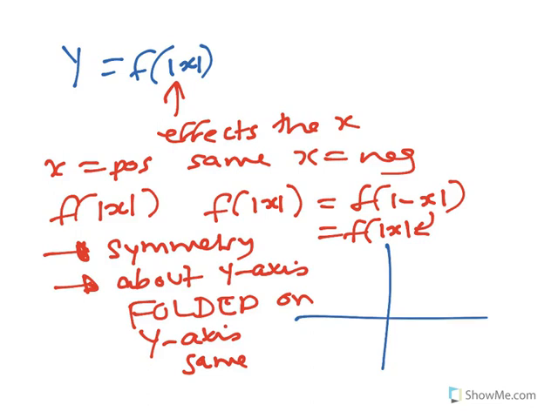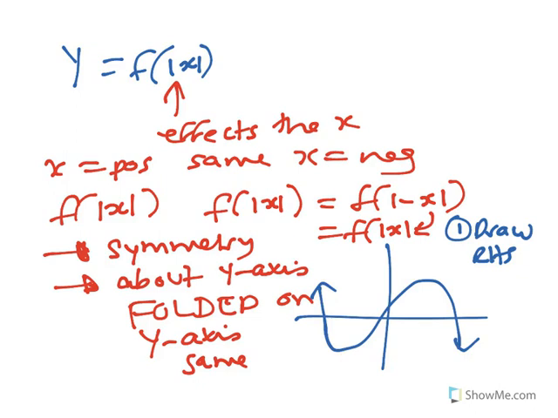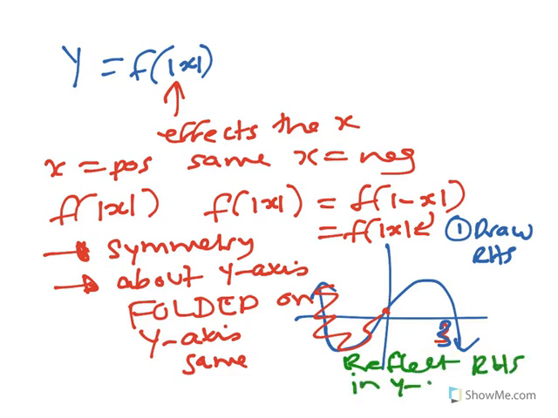So basically, what happens is the steps: you draw the right-hand side of the graph. If you have this, you really only need the right-hand side of the graph. So this disappears. That was 3 to start with, and then what you do is you reflect the right-hand side in the y-axis, so it's the same. So you get it, and you just go boom, and that's minus 3.